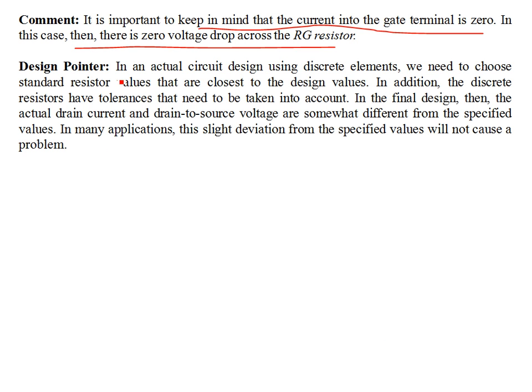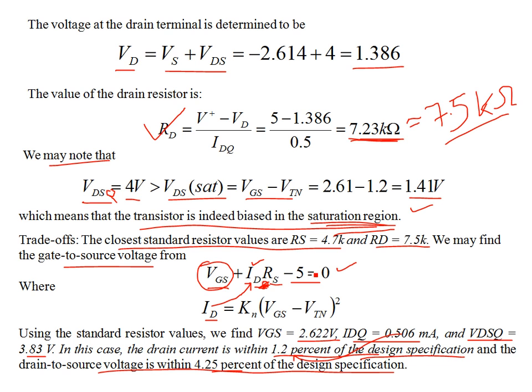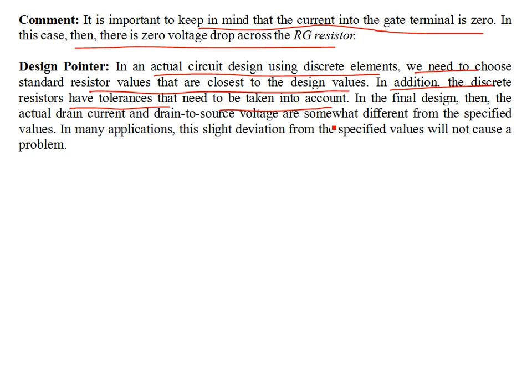The design point is that in an actual design of the circuit using discrete elements, we need to choose the standard resistor values that are closest to the design values. In addition, the discrete resistors have tolerances. They always have tolerances, these thin film resistors, so that needs to be taken into account. Again there will be some more deviation, but it won't be like 10%, it won't be a significant problem. But you have to take the tolerances into account.